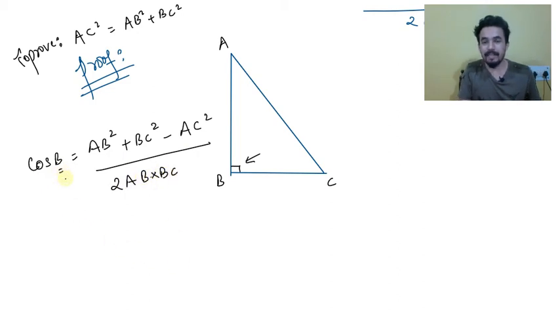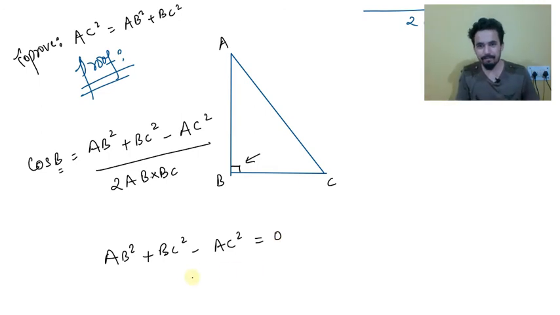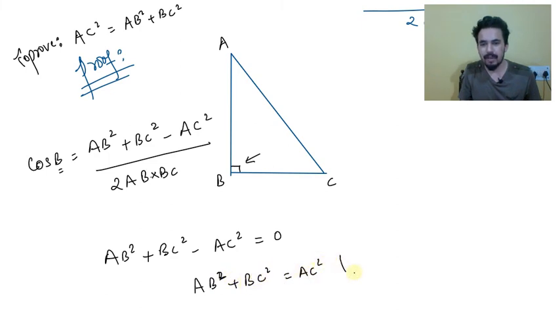Now what is B? B is 90 degrees, cos 90 is 0, so 0 multiplying with this value is gone. What you are left with is AB square plus BC square minus AC square is equal to 0. Take AC on the right hand side. So this is simply AB square plus BC square is equal to AC square. So hence your result is proved. In this way you will prove Pythagoras theorem. This is another way to prove it using the cosine formula.